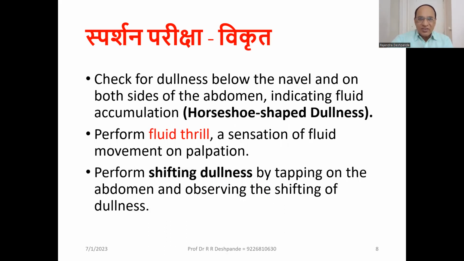If in diseases of the abdomen, perform palpation by touching the abdominal wall and abdominal skin. Next, check the dullness below the navel or umbilicus and on both sides of the abdomen, indicating fluid accumulation. These are the typical signs, horseshoe shaped dullness. I have a separate video on this examination of liver cirrhotic patients in my mobile app. So you can purchase the program Clinical Examination.